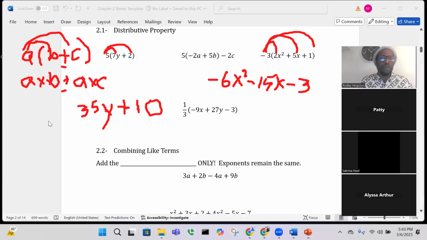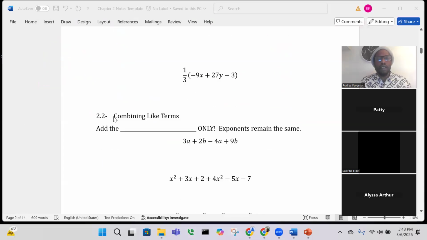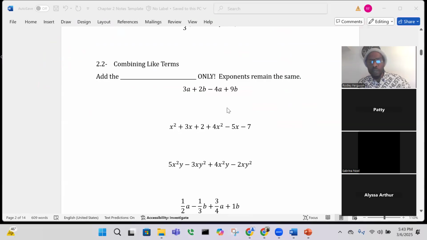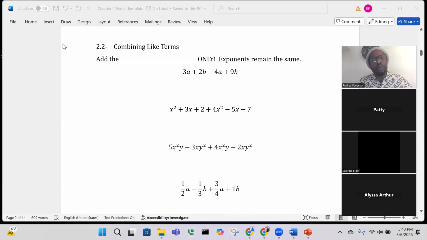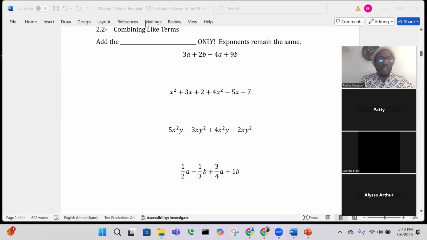Let's scroll. I'm going to clear the screen. If we're not distributing when we simplify an expression, the next thing we'll be doing is combining like terms. So we're either distributing or combining like terms, and most of these problems will have a combination of both. That's what a multi-step equation has: you will have to distribute and combine like terms. So I have a question like the first one on the quiz.